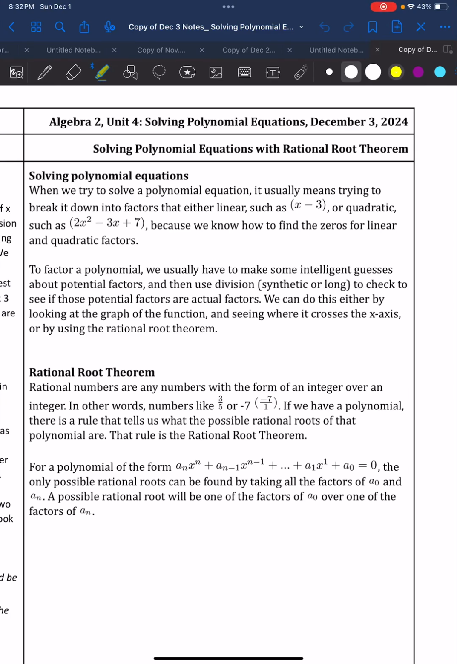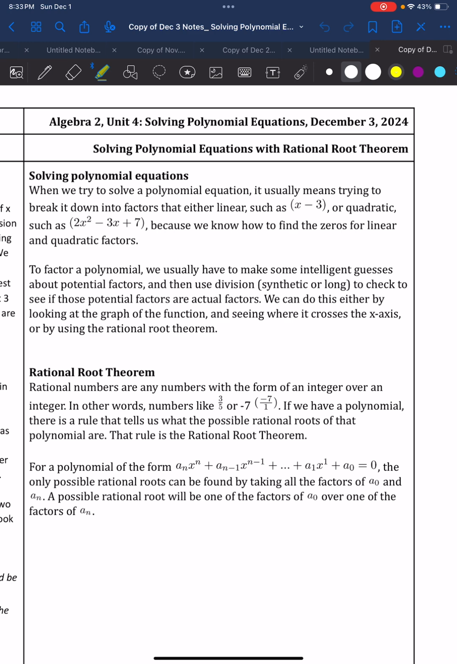Okay, so today we're going to talk about solving polynomial equations where we have degree 3 or higher, so they're not linear or quadratic. Usually what that means is we have to factor it and break it down into factors that are either linear or quadratic because we know how to get the zeros for those. Usually that means we have to make some intelligent guesses, hopefully, about potential factors, and then we use division, either synthetic division or long division, to check to see if those potential factors are actual factors.